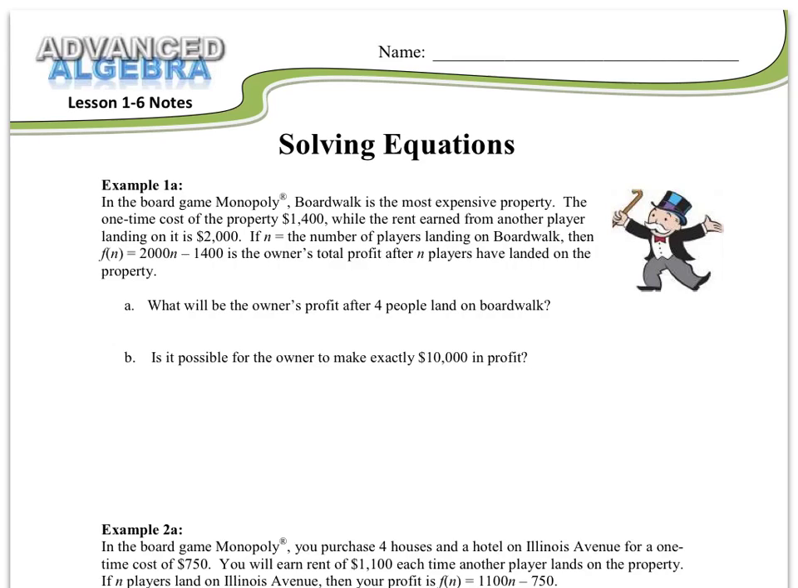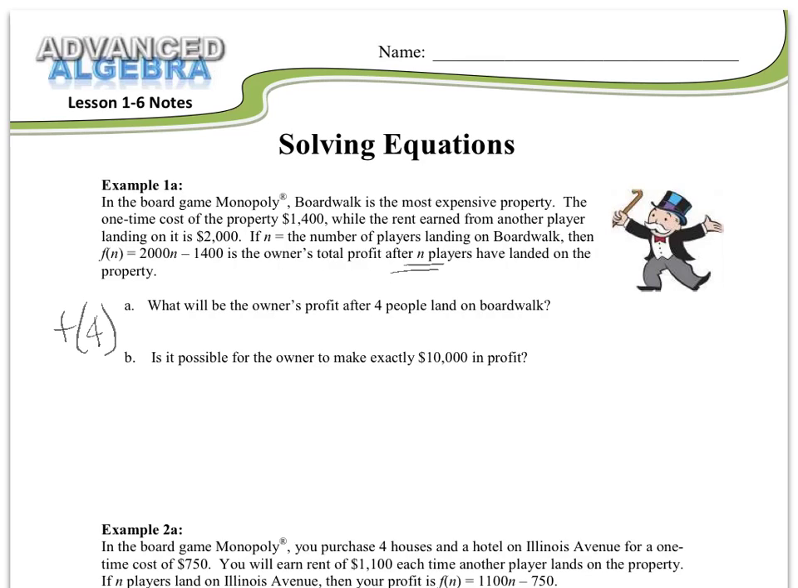If n equals the number of players landing on Boardwalk, then f of n equals 2,000 times n minus 1,400 is the owner's total profit after n players have landed on the property. So a certain amount, we don't know, it could be any number. Question A, what will be the owner's profit after 4 people land on Boardwalk? So they want to know, instead of f of n, they want to know f of 4.